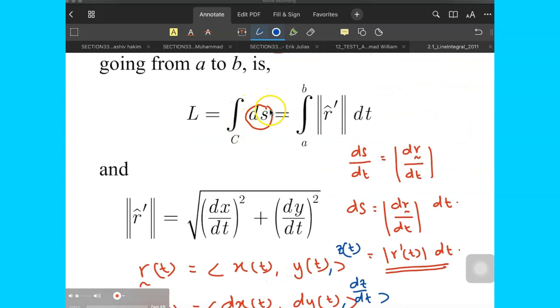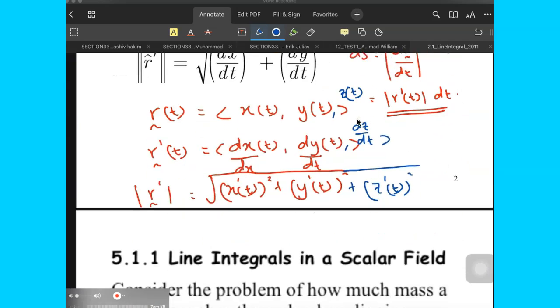So you need to have this in order to convert from the single integration with respect to arc length to the single integration with respect to t, because as I mentioned before, the information provided to us is normally in terms of t. So you have to have the formula to convert from arc length to t.